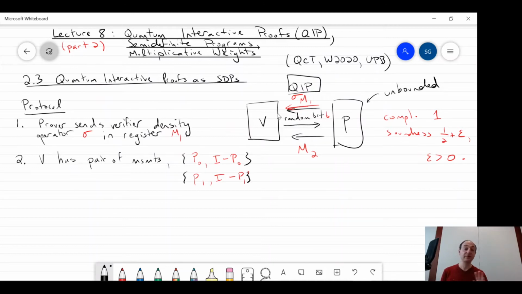Again, this is just for an arbitrary QIP protocol. Basically they're going to flip this random bit B, and depending on which bit they get, that's the measurement, either the P0 case or the P1 case that they're going to apply. So either this one or this one, depending on their random bit B. Let me be clear that, of course, these are all positive, and they're between 0 and identity.